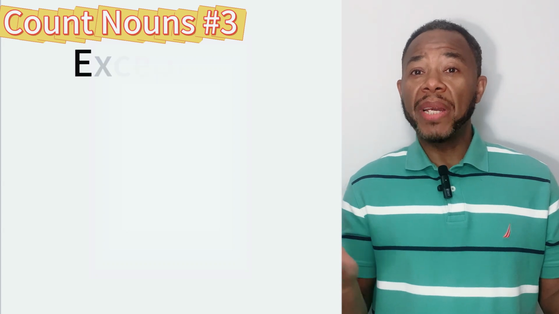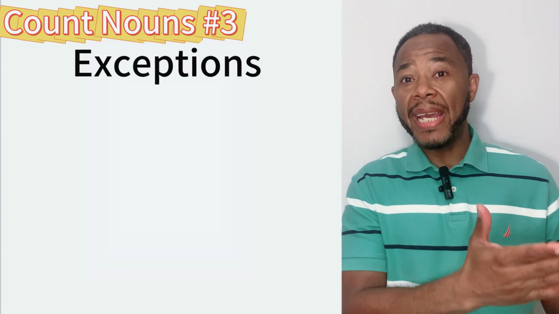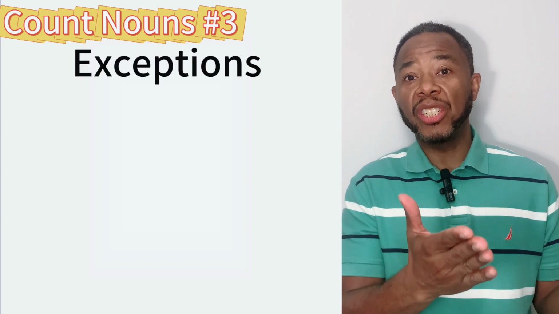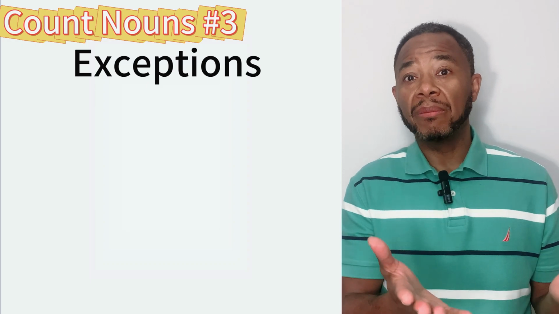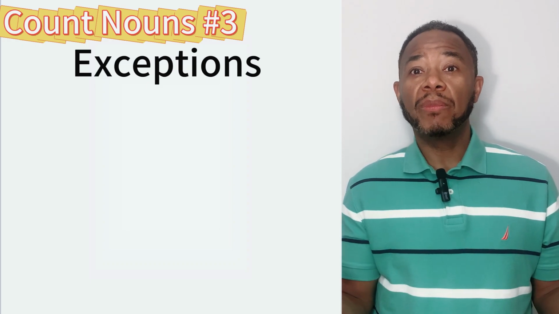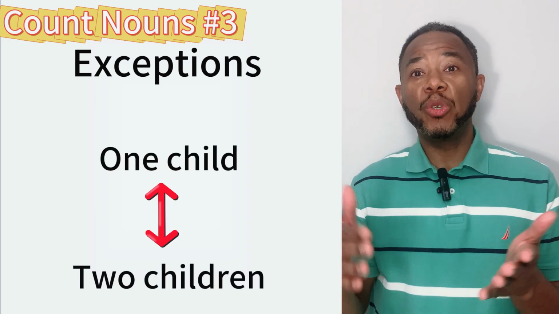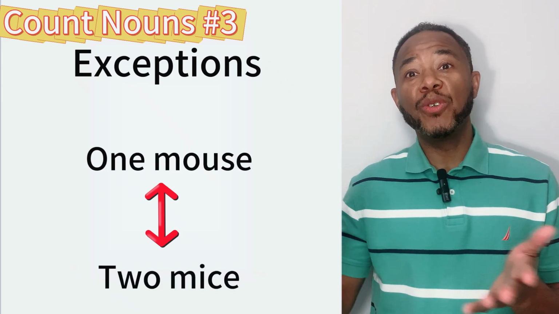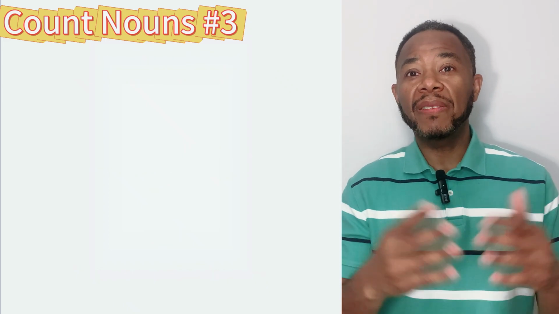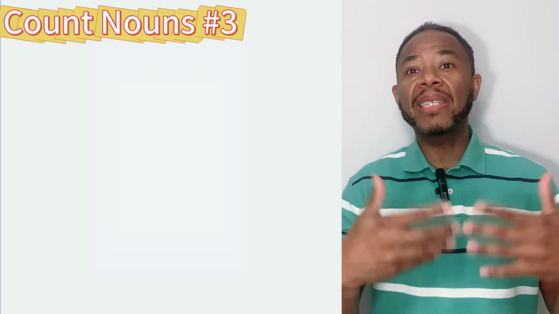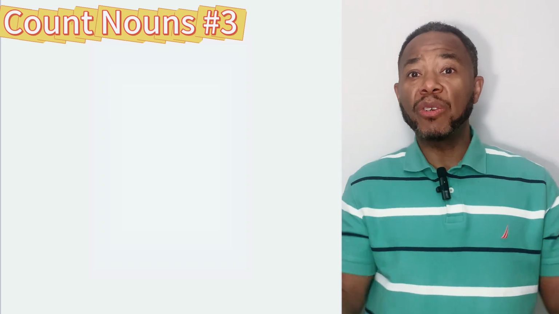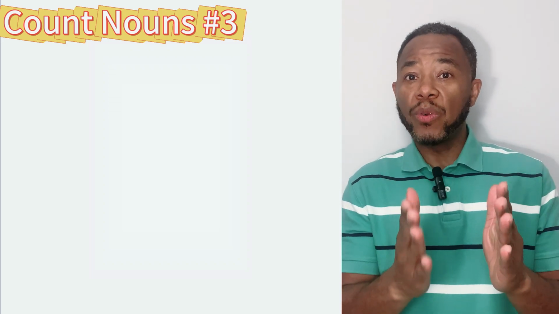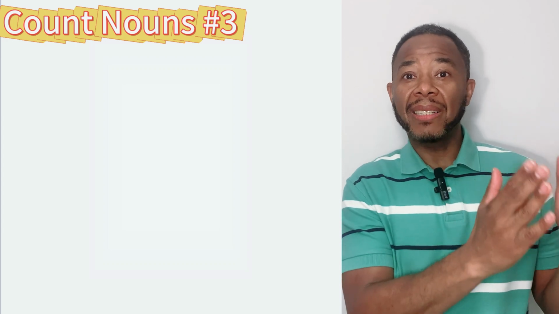There may be some exceptions where you don't put an S, but instead you change the word entirely. So for example, 1 child, 2 children, 1 mouse, 2 mice. So these things are possible. These are exceptions, but in general terms, a plural has an S at the end.